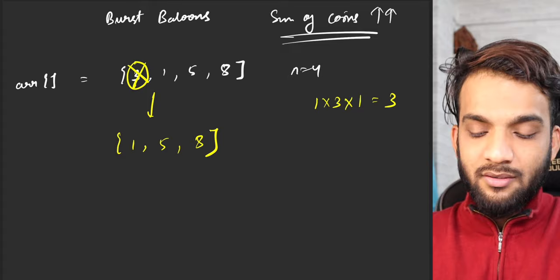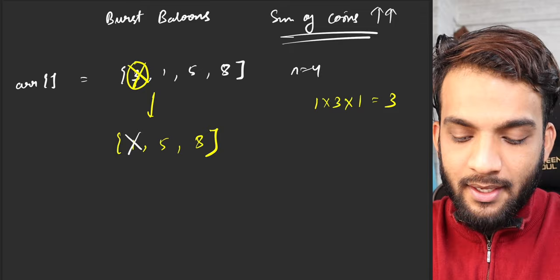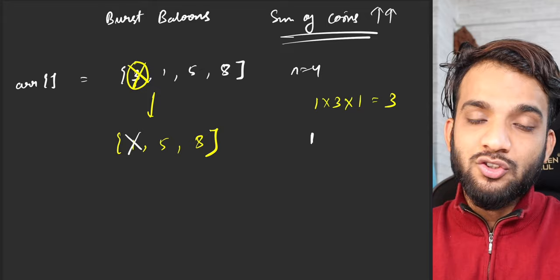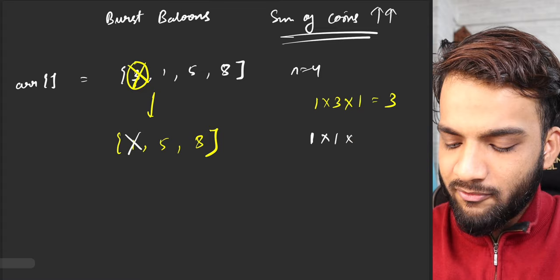Now imagine I say, hey, listen, can you please burst out 1? Now remember, previously 1 had a 3 on the left, but since you have burst that balloon, for this 1, there is no balloon on the left. So you take 1 itself. And on the right, it is a 5. So you take 5. So the total will be 5.